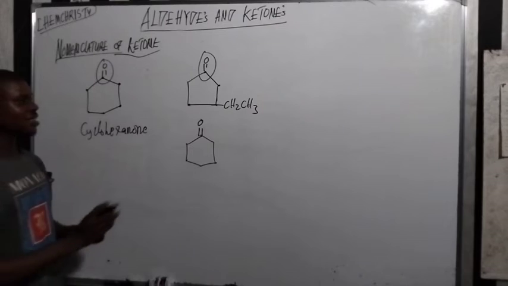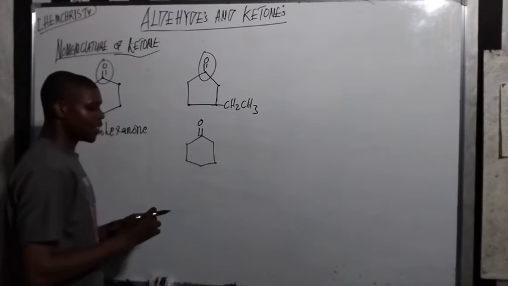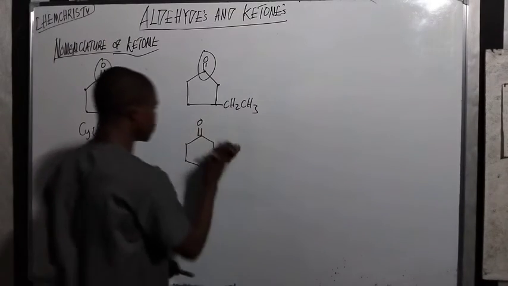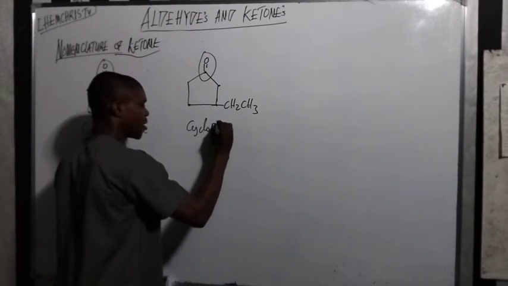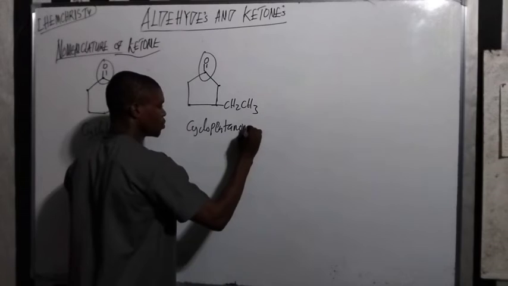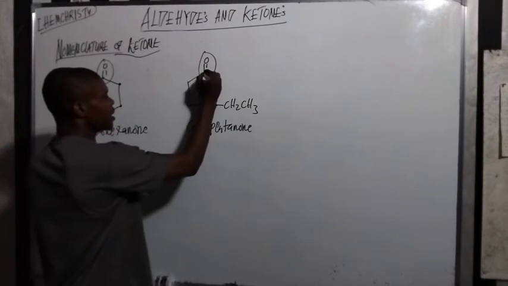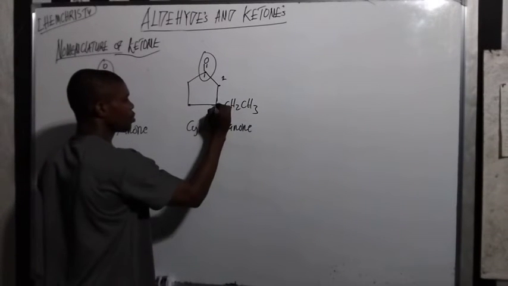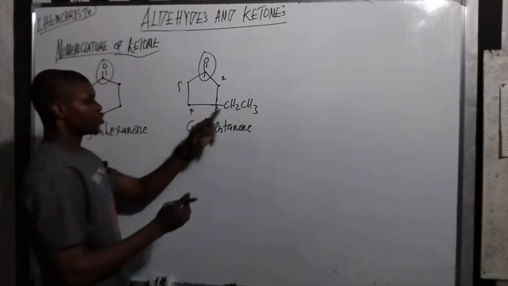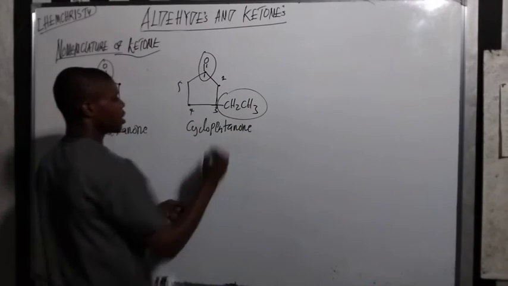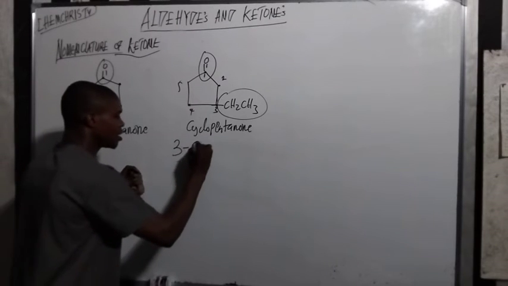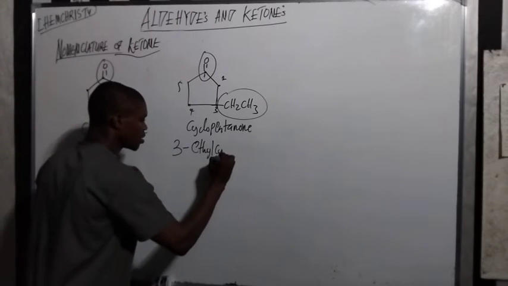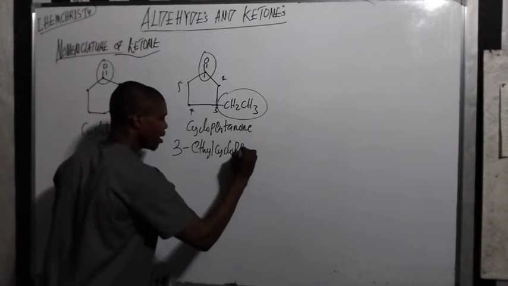Very important. Now this one is going to be cyclopentanone. The name of this compound is going to be cyclopentanone. Do you understand? Here it's going to be 1, 2, 3, 4, 5. Here we have an ethyl as a substituent. So it's going to be 3-ethylcyclopentanone.